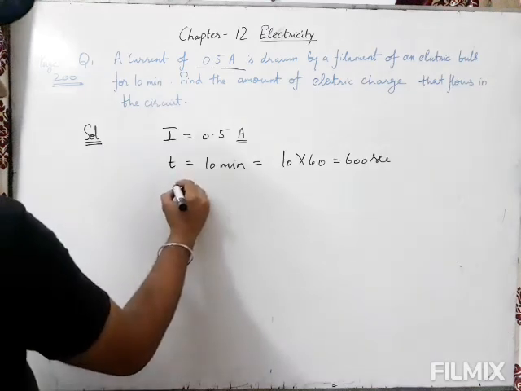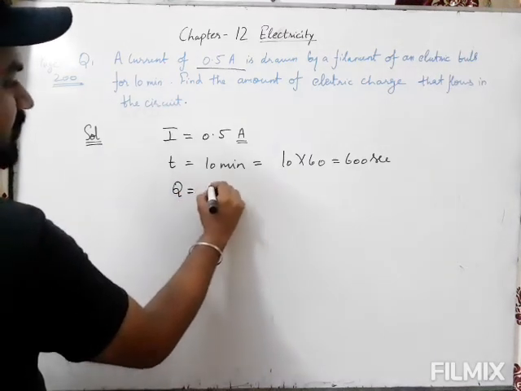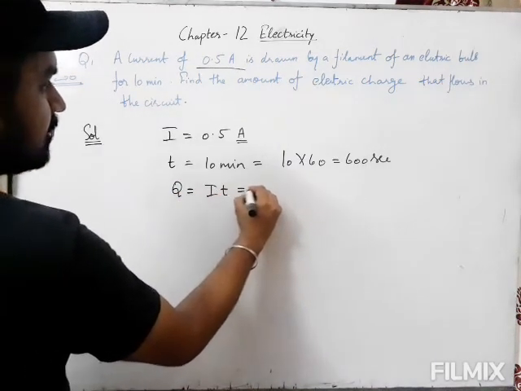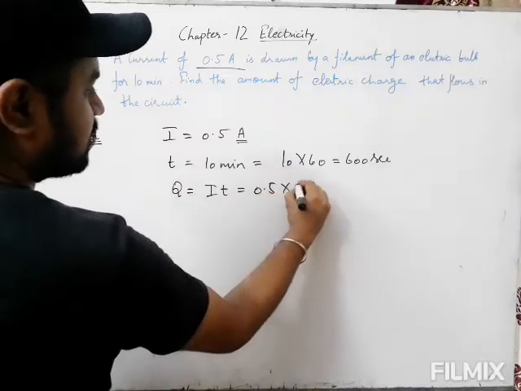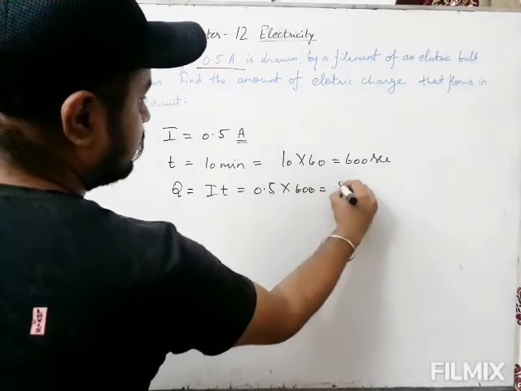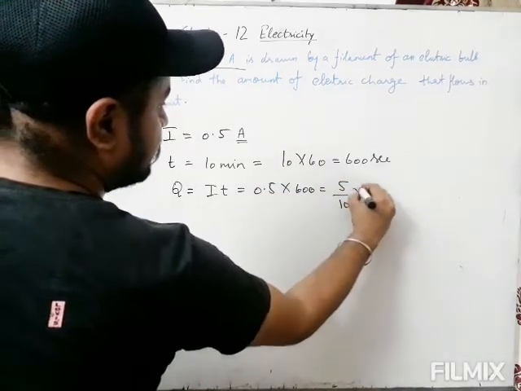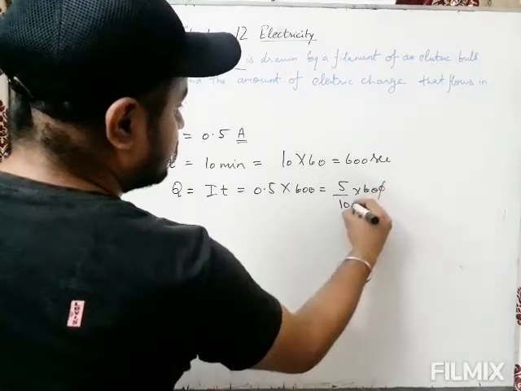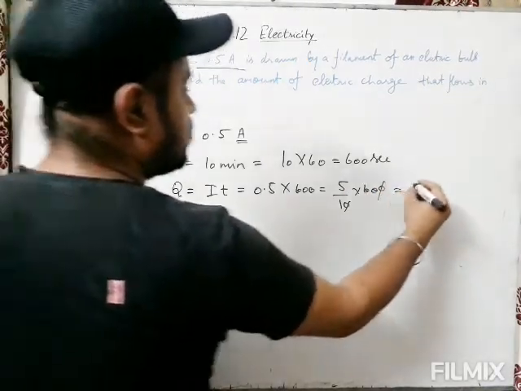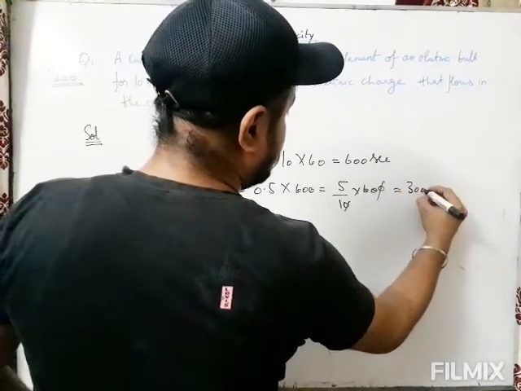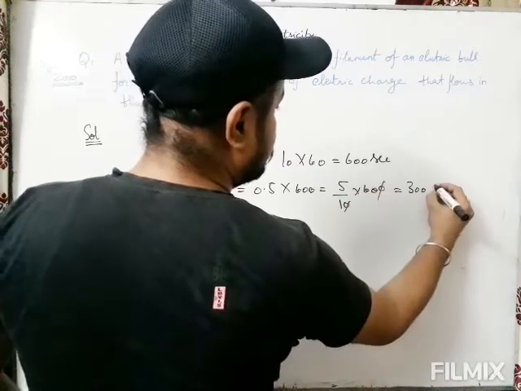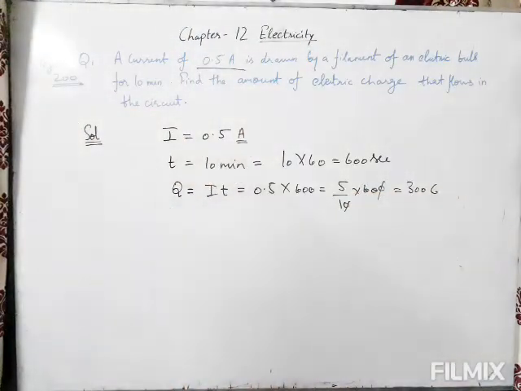Now we have to find the amount of charge over here. So charge is given by current into time. So 0.5 into 600. It can be written as 5 by 10 into 600. So it will be equal to 300 coulomb. So the answer for the very first question will be 300 coulomb. Now we will be trying some unsolved questions.